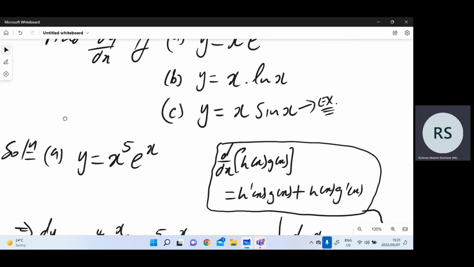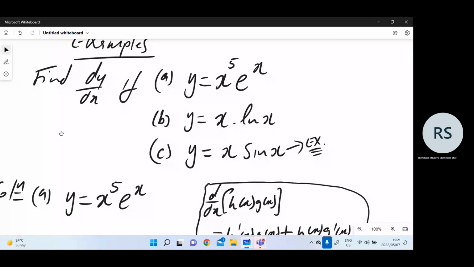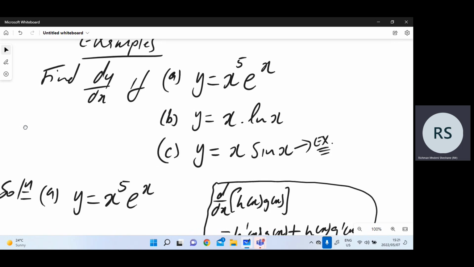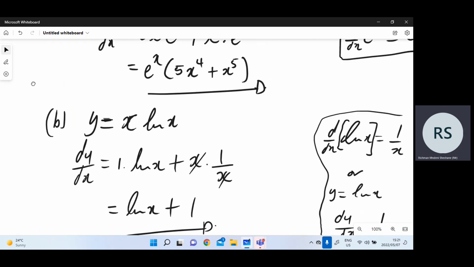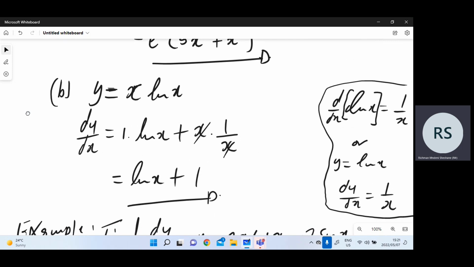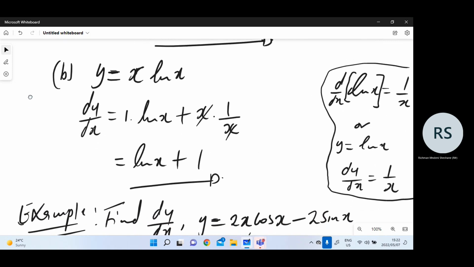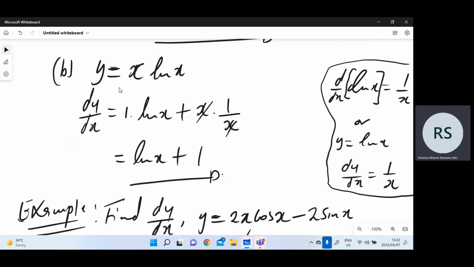A. And let me do B. B, y is equal to x times ln x. So I'm going to find the derivative of this function. And then again, I have a product. So I'm going to apply the product rule, all right? Y equals x times ln x. So I'm applying the product rule.